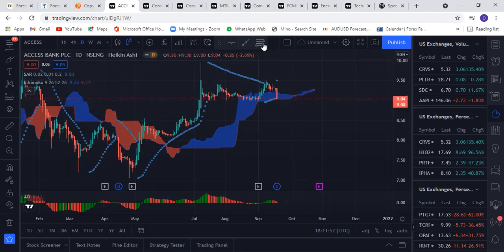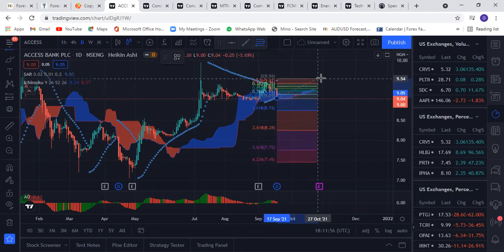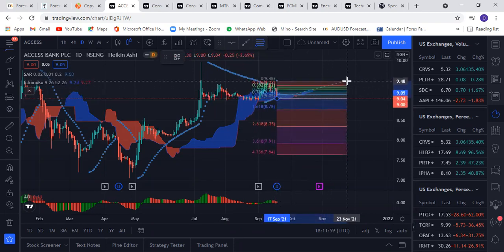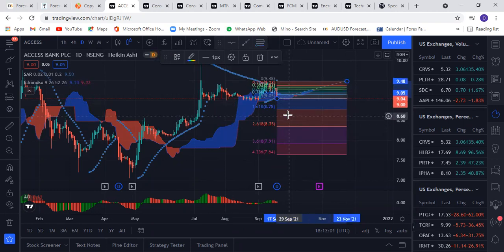But if it's going down, how far can it go? Let's draw our Fibonacci. So where are the levels to enter if price is going down? This is number one price that you can enter. You can enter at 8 naira 76 kobo. Number two price that you can enter, at 8 naira 35 kobo.